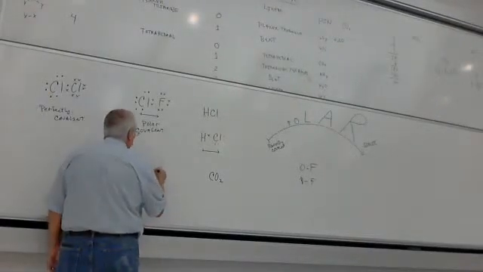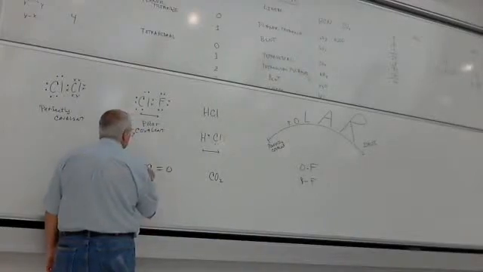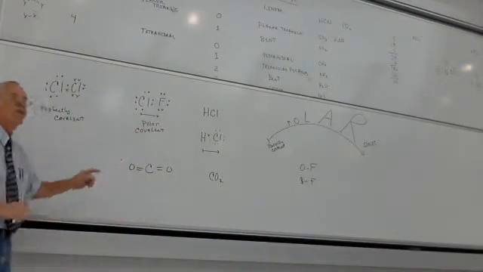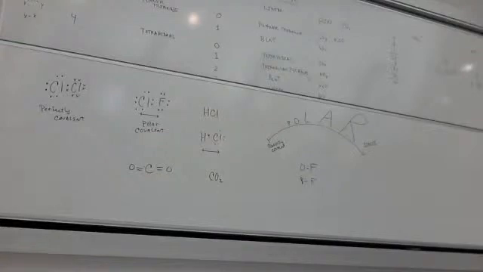It was a double bond thing, right? Looked like this. How many electron groups are on the central atom? 2. Therefore, the shape is linear. They're perfectly opposed to each other.